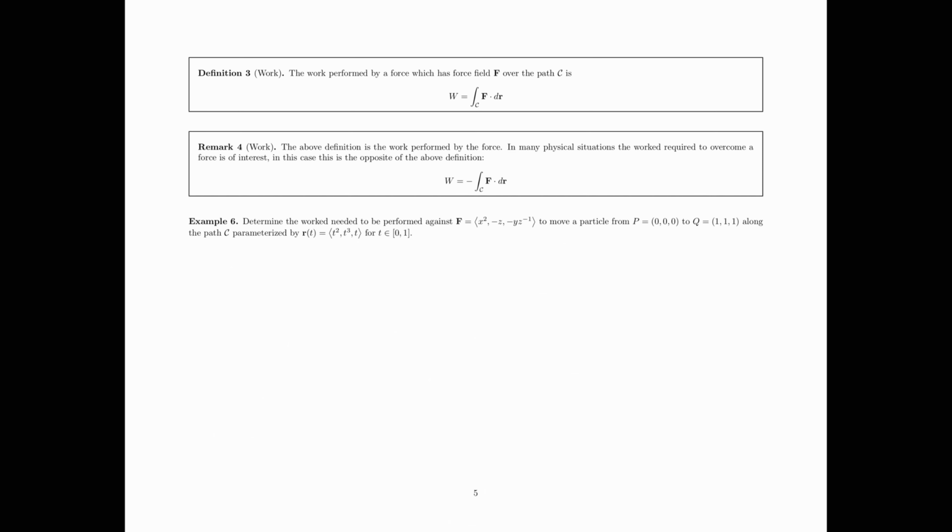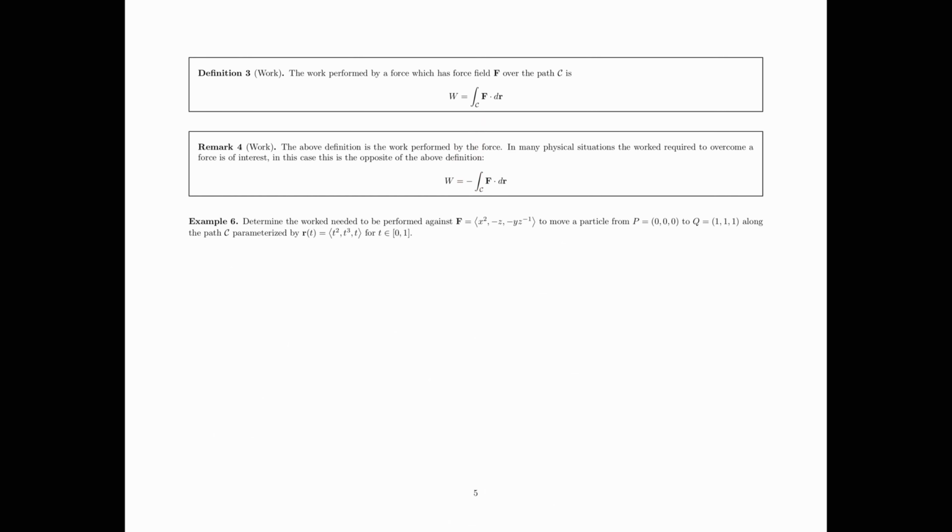A lot of times in physics problems of a physical nature, sometimes we want to know how much work we have to do, or a machine has to do, to overcome a force. So, how much do I have to pull on a rope to lift something up? Well, in that case, we are doing work against the field. So the difference between who does the work is really the difference of a minus sign.